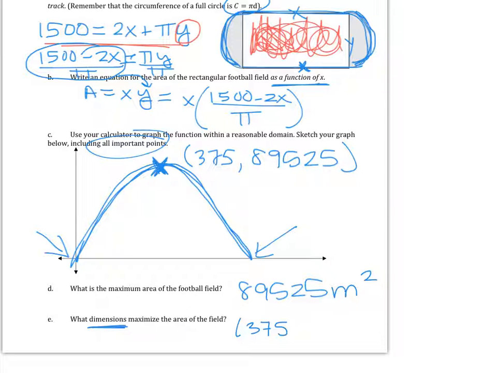Okay, so in order to find the y dimension, the easiest way to do it would be to divide the area by the x dimension. So 89,525 divided by 375 looks like it's roughly 239. So x by y is 375 by 239. And again, that's roughly, it's not perfect, but it's pretty close.